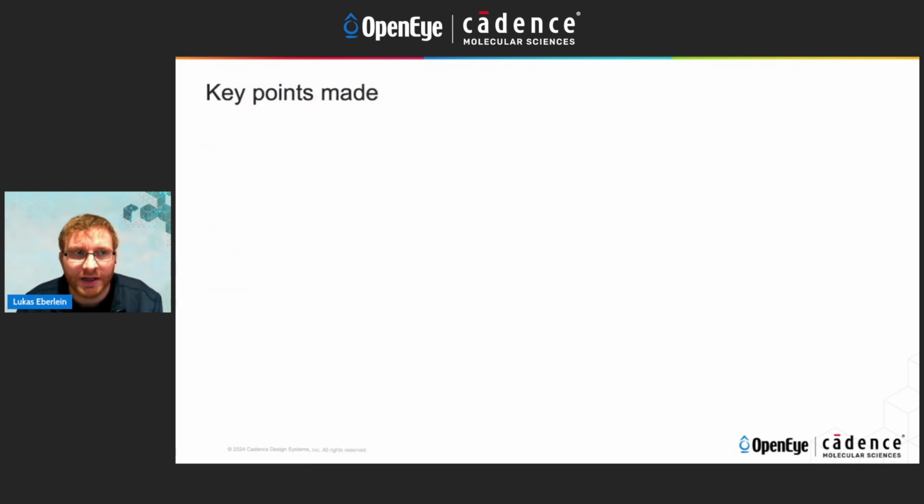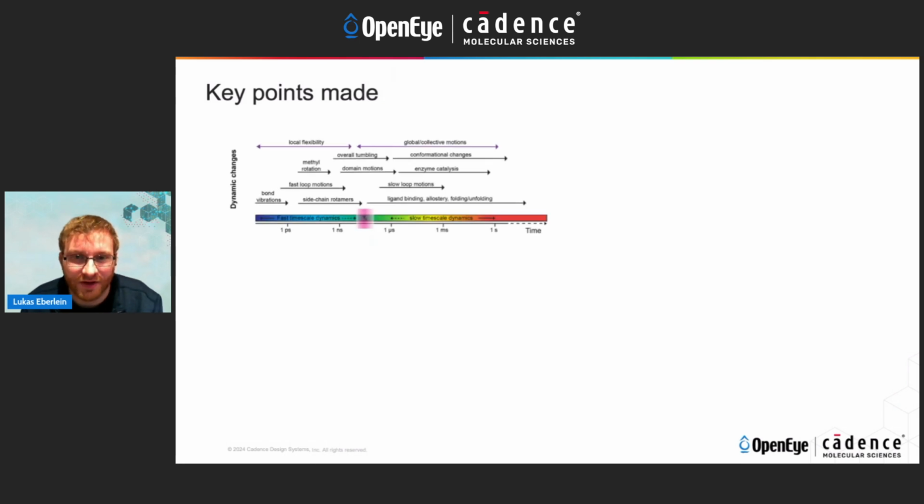To sum up, I'd like to repeat some of the key points we've discussed today. MD introduces time and dynamics into molecular modeling. It's a standard method used in daily drug discovery work nowadays. It allows us to sample fast motions in protein-ligand systems efficiently, but we need to introduce some approximations and use enhanced sampling methods to get access to biologically relevant slower motions.